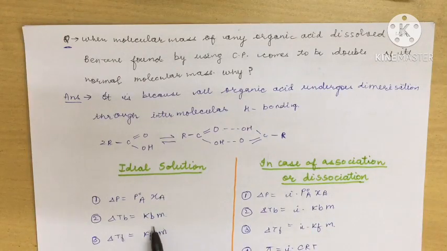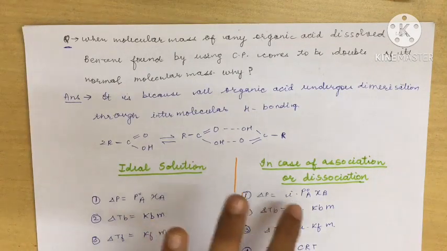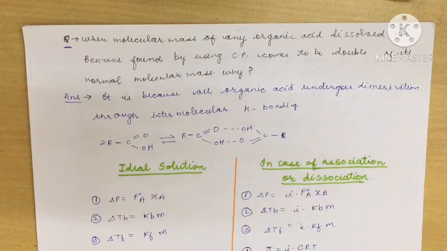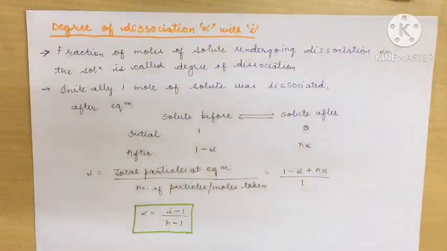Second is this, elevation in boiling point. Here again multiply by i. Similar is the third and similar is the fourth. You can see one thing, in every one we have multiplied it with i. i is what? i is the Van 't Hoff factor. So let us see further.